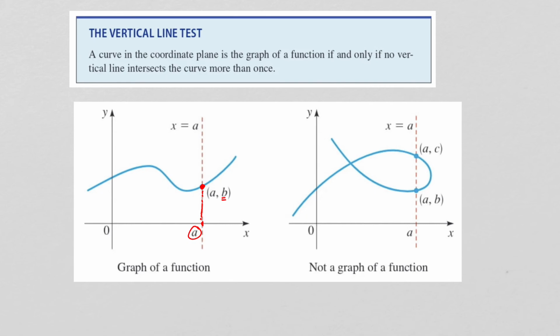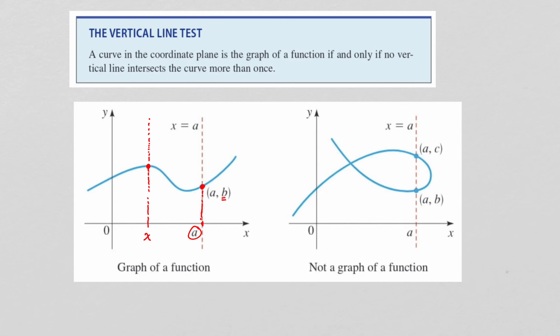So this graph would represent a function because no matter what x value you pick, when you go up to the function, you're only getting a single value for y. Now what we're really doing here is thinking about a vertical line, and if that vertical line hits the graph exactly one time, it cannot hit more than once, then it's a function.